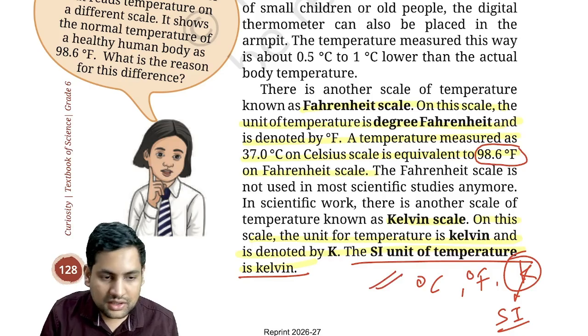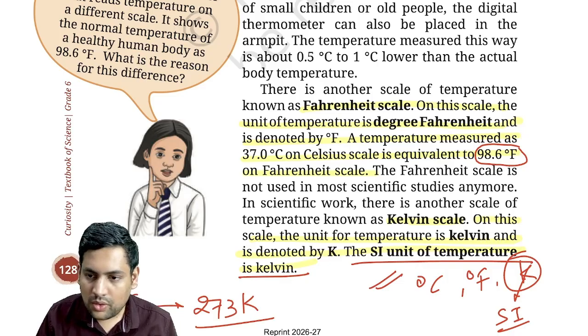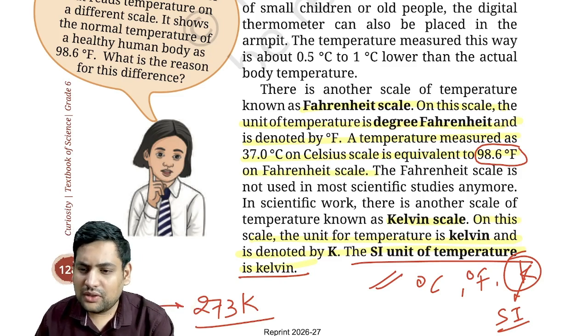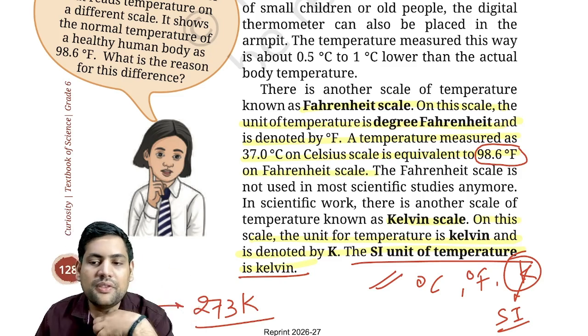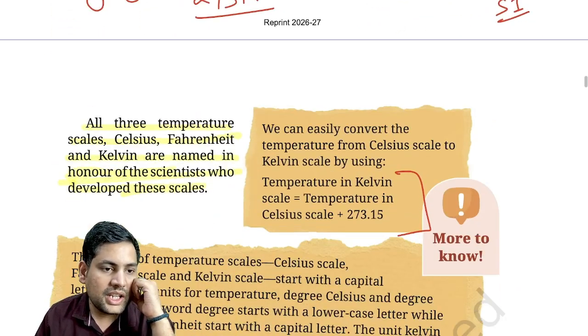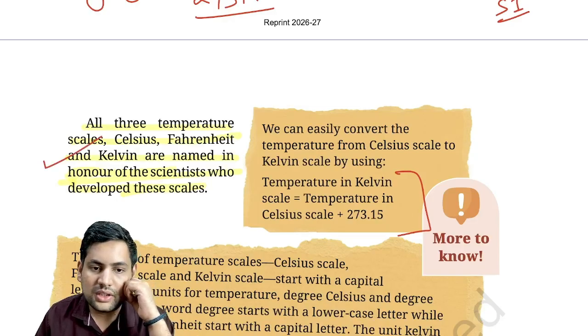So degree Celsius, for example, 0 degree Celsius is actually equal to 273 Kelvin, approximately 270. Okay, this is the range we are talking about. Then 1 will be equal to what? 274, something like this. Keeps on. The difference is of 273 between them. Then all three temperature scales are named after the scientists who discovered them. Correct? This is what I was talking about.